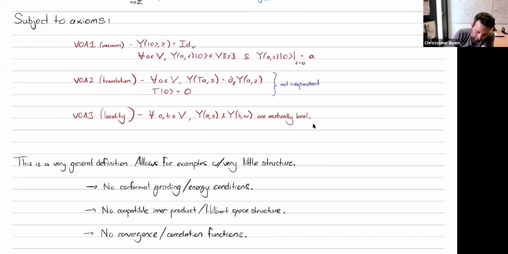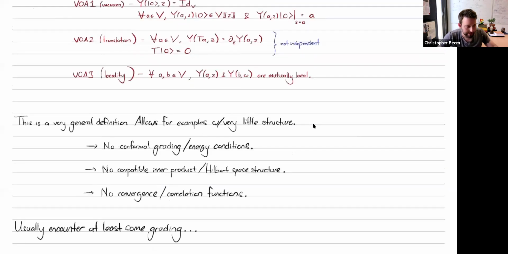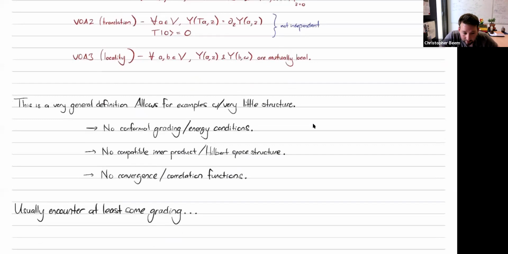And then the third axiom is locality, which says that for any two states, the associated local operators, or the associated fields, are supposed to be mutually local. And this turns out to be the condition that does all the work. Okay, so this is a very general definition. It, in principle, allows for examples that have very little structure.